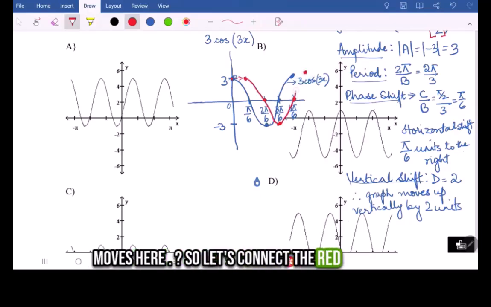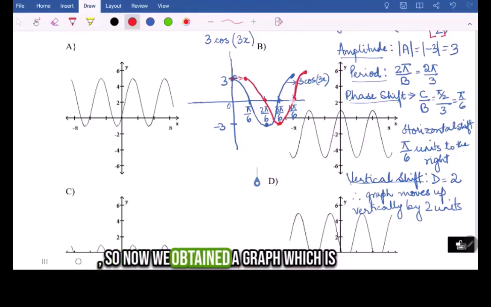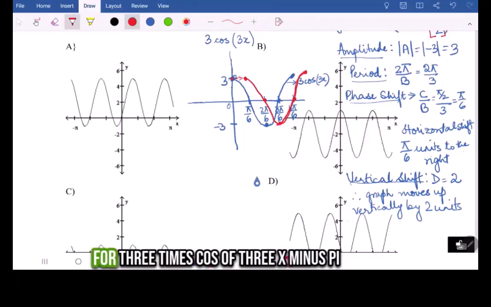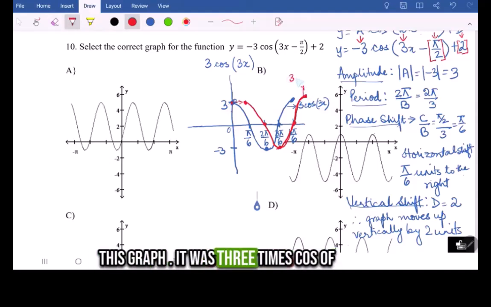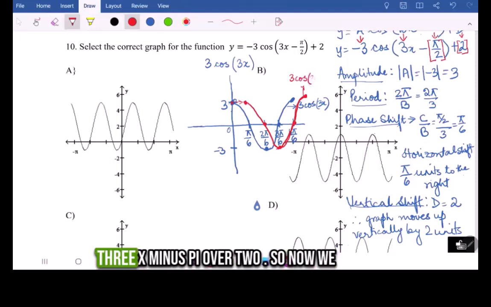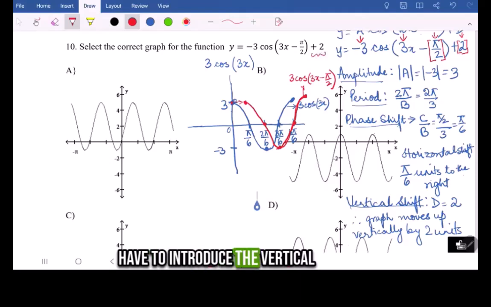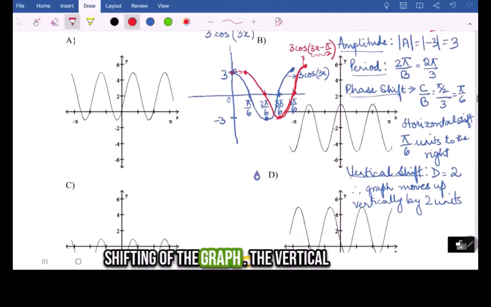So let's connect the red dots. So now we obtained a graph which is for 3 times cos of 3x minus pi over 2. Let's write the equation for this graph. It was 3 times cos of 3x minus pi over 2. So now we have to introduce the vertical shifting of the graph. The vertical shifting, the graph moves up by 2 units.